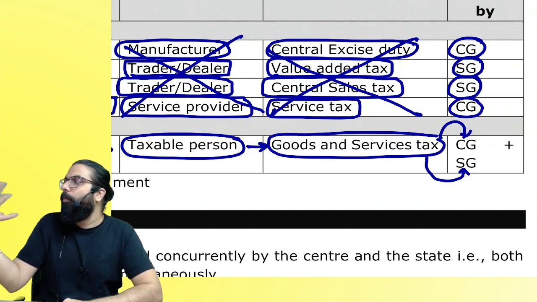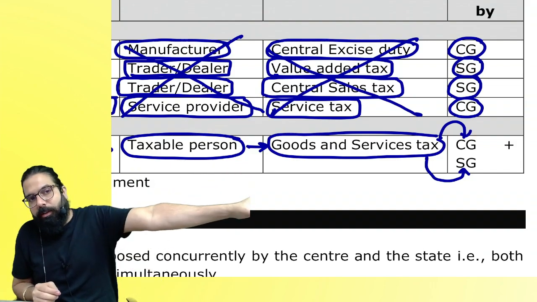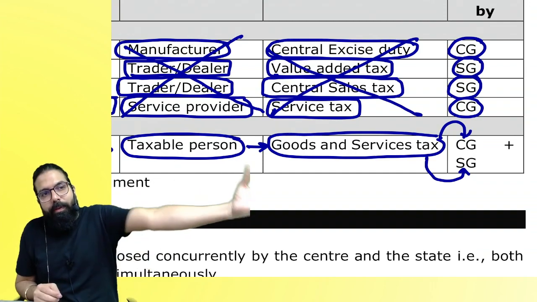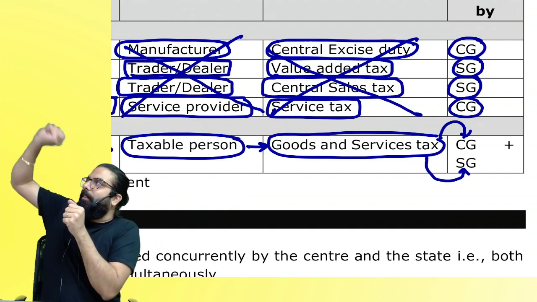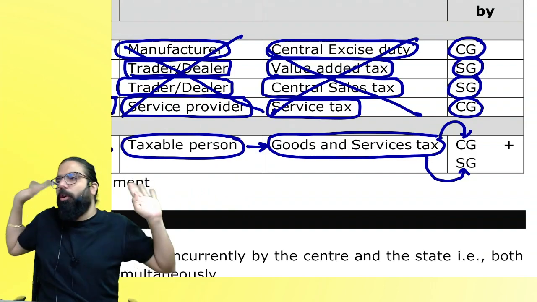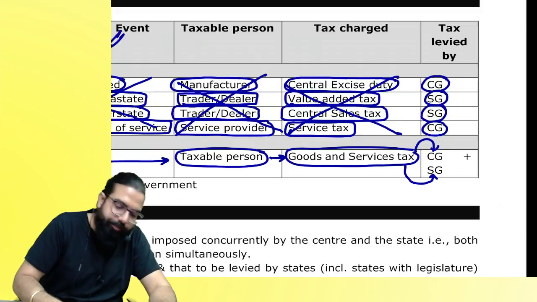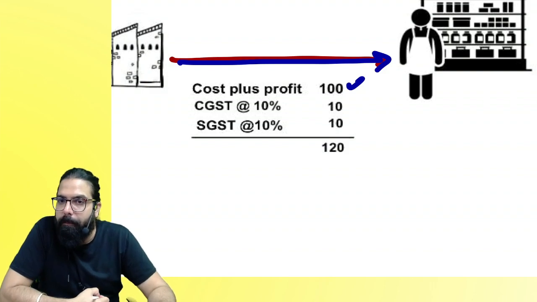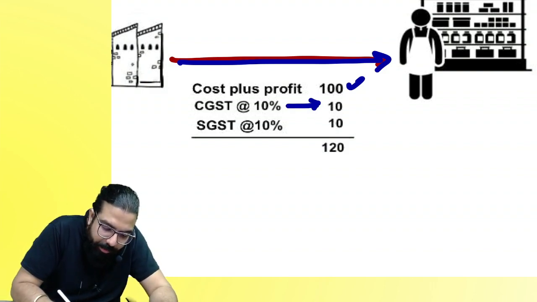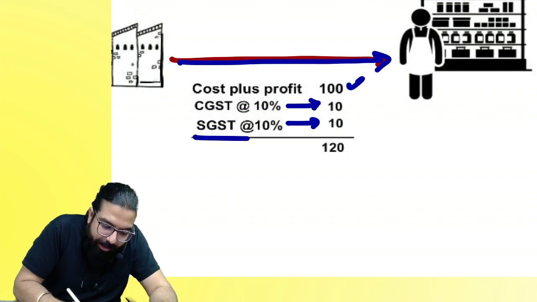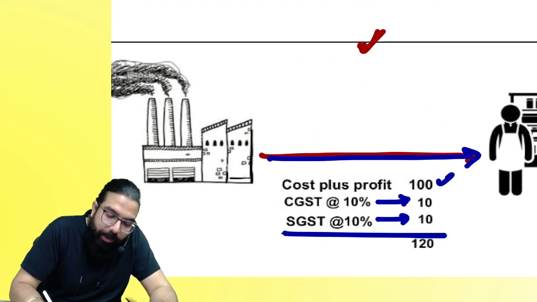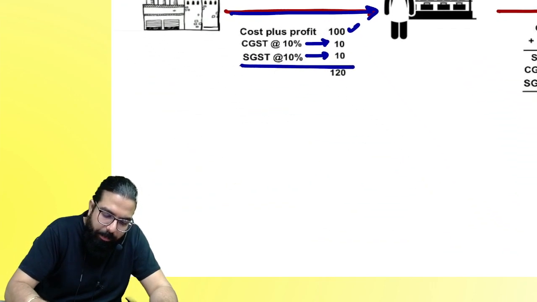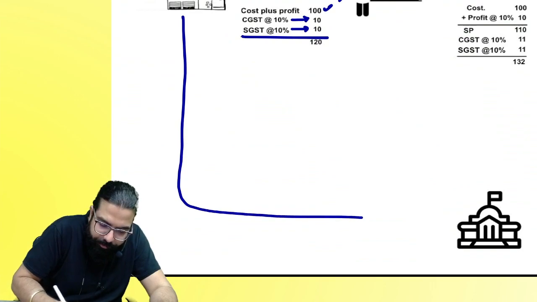So now what will happen? Whenever I supply the goods or service, what will I collect, everyone? GST. 50% CGST, 50% SGST, CGST to the central government, SGST to the state government. Is my point clear to all? Now listen. In this transaction, I sold the goods at 100 rupees. GST how much? 10, 10. So I sold the goods at 120. He will pay me 100 rupees plus 20 rupees. Tell me one thing. What will I do with the 20 rupees?